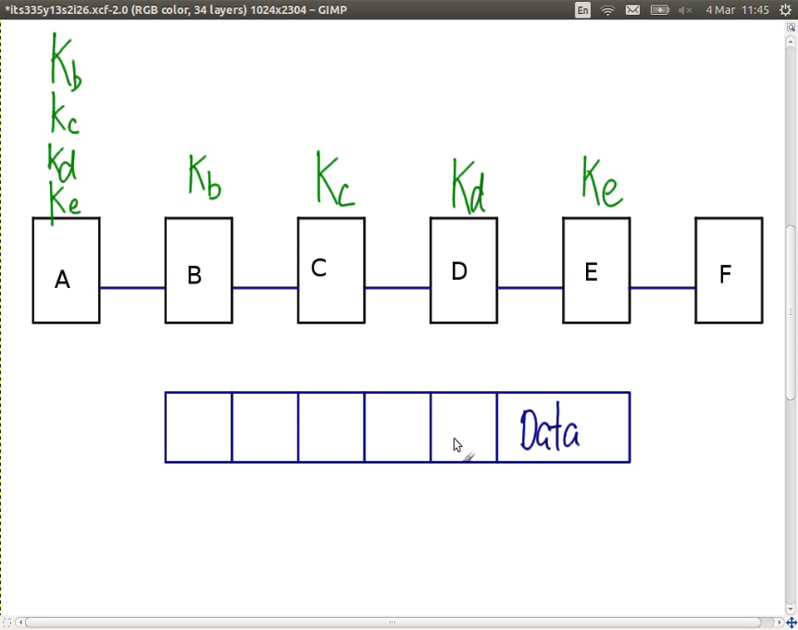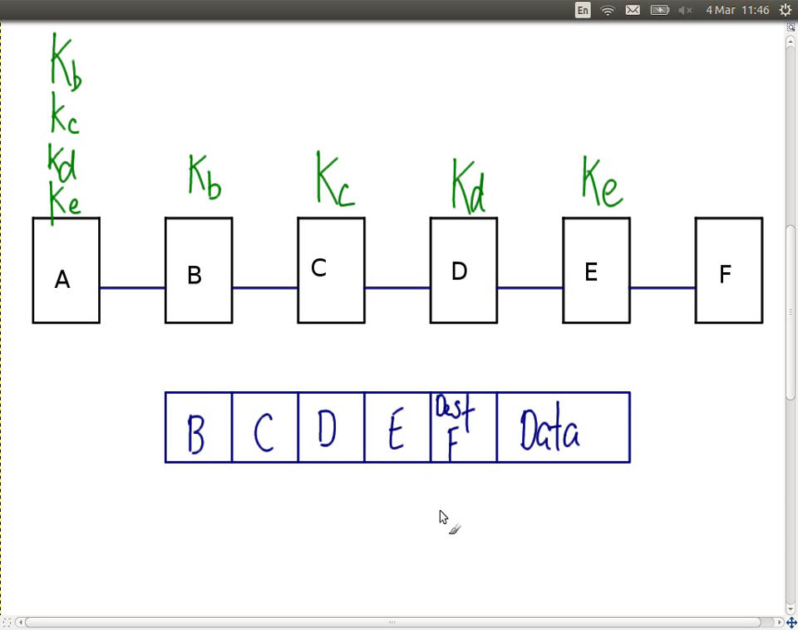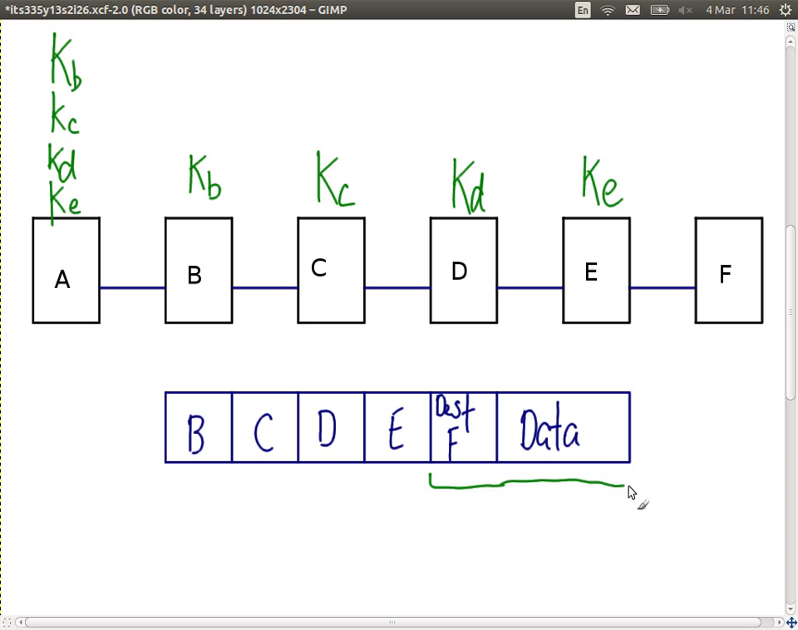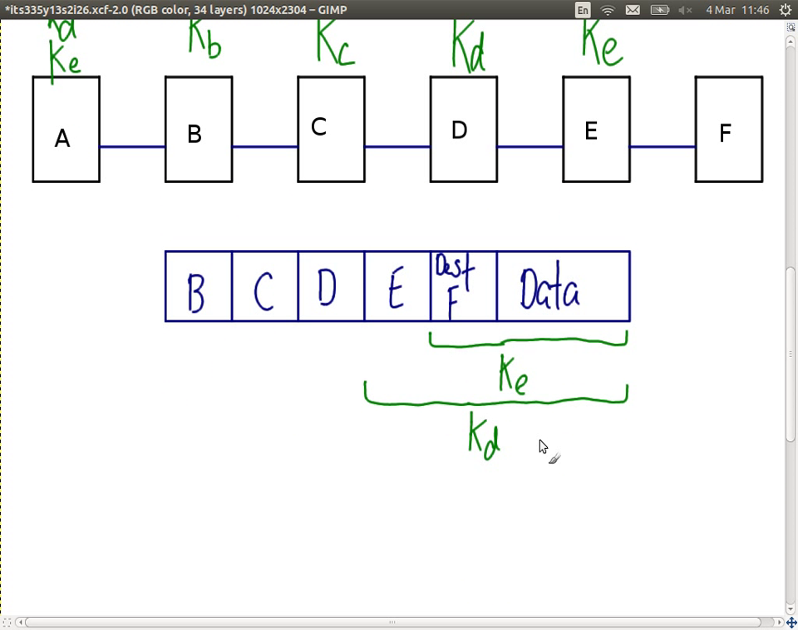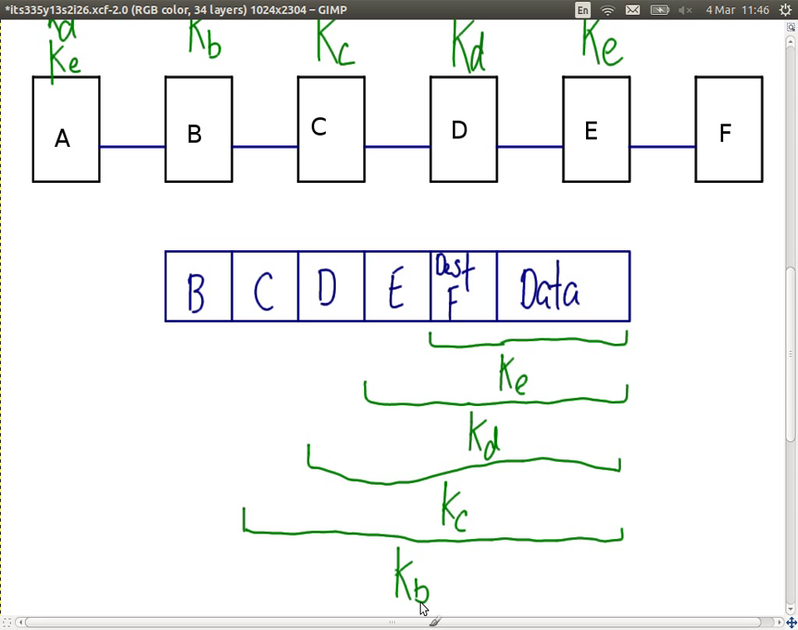And inside these header parts, these special headers contain the destination. Destination F. This would be destination E, D, C, and B, and it encrypts portions of that. So this part is encrypted with KE. This part is encrypted with KD. And we keep going, KC, and the last part. This is the packet created at A.